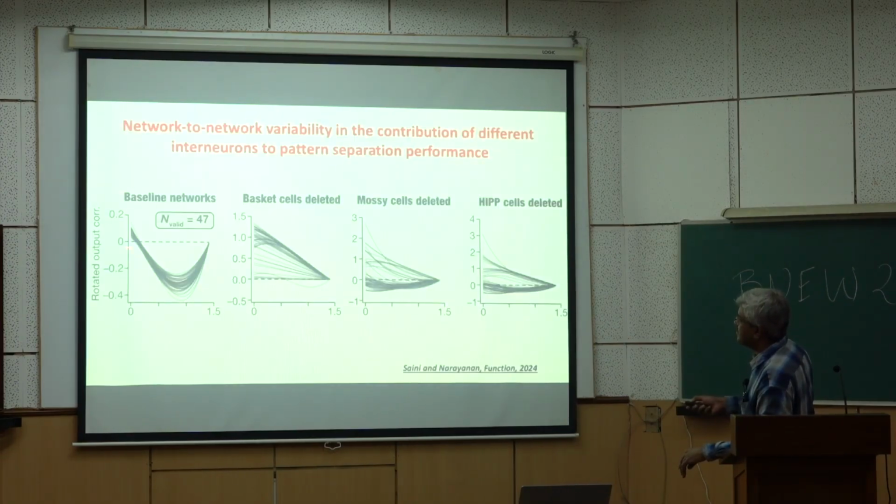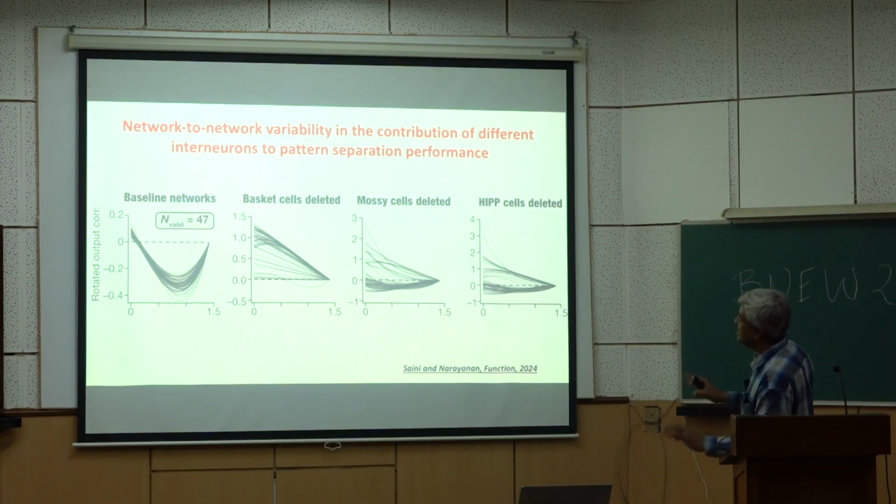So this is the baseline network, and you see that they show efficacious pattern separation over here. When basket cells were deleted, you see that there is no pattern separation component except for one network over here. Pretty much all of them became pattern completing networks. In this case, there was complete degradation across all networks pretty much. But if you look at the mossy cells and the hilar cells, in certain networks you have pretty much no change over here. In certain others you have a huge change, which is true for even here as well.